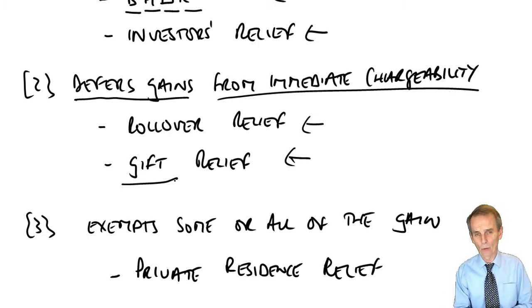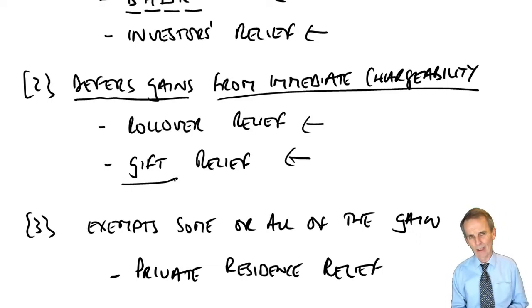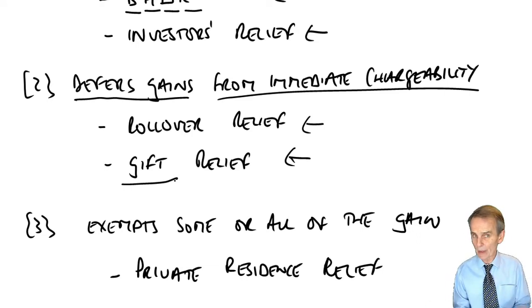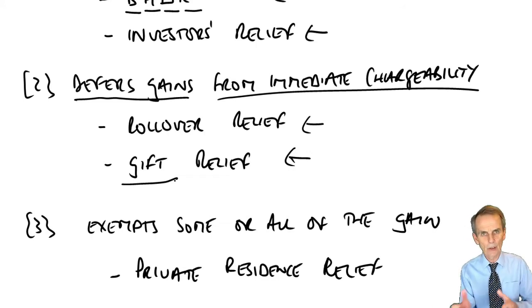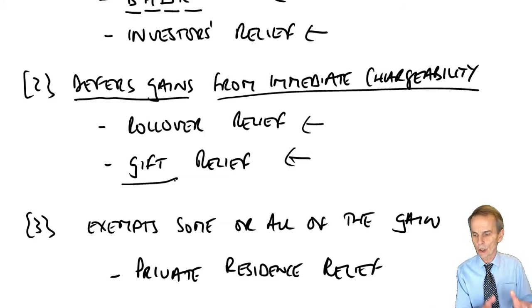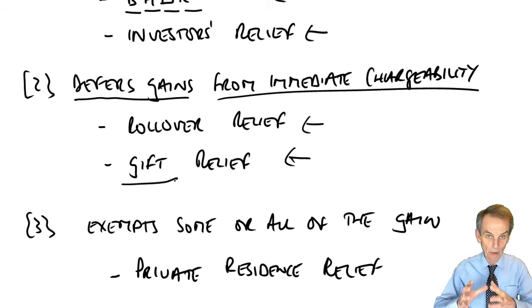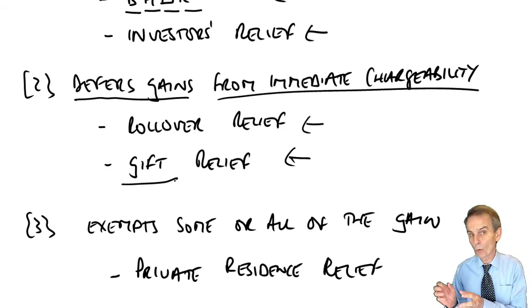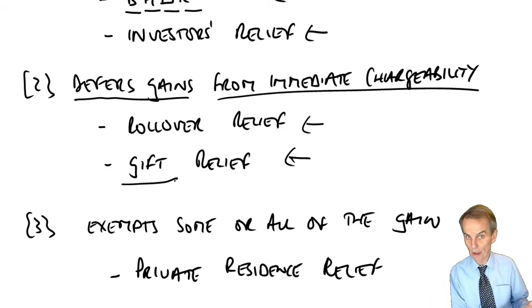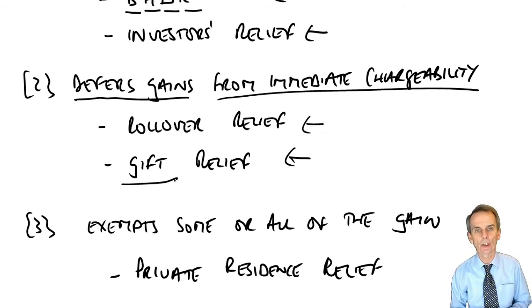And that would leave, therefore, the donor with a liability to CGT, depending on the amount of the gain, of course. But what gift relief enables that donor to do, with the agreement of the donee, is to transfer the responsibility of that gain to the donee. So the donor is able to give the asset away. Yes, a gain is computed, but the donor does not have to pay any capital gains tax in relation to that gain. Instead, the responsibility for that gain and what would be a future tax charge, not an immediate tax charge, passes to the donee.